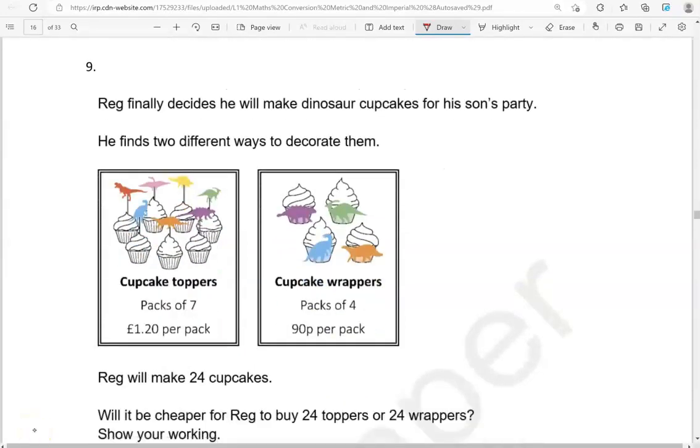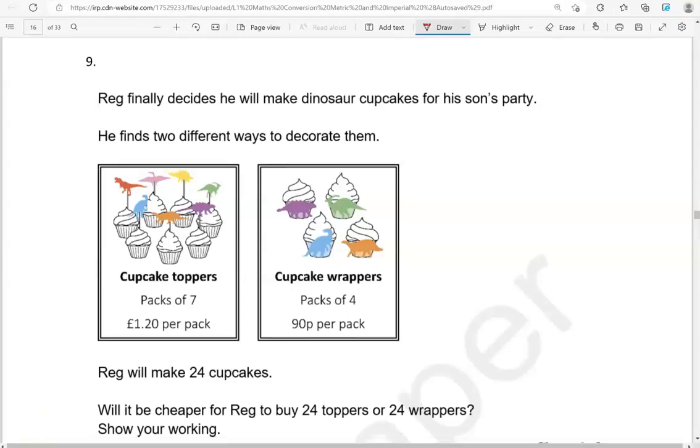Reg finally decides he will make dinosaur cupcakes for his son's party. He finds 2 different ways to decorate them. We've got cupcake toppers, pack of 7, £1.20 per pack. Cupcake wrappers, pack of 4, 90p per pack. Reg will make 24 cupcakes. Will it be cheaper for Reg to buy 24 toppers or 24 wrappers? Show your working.